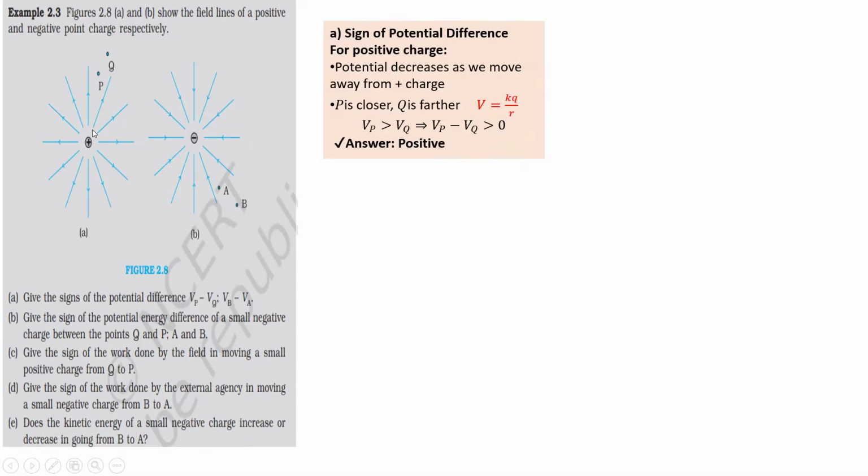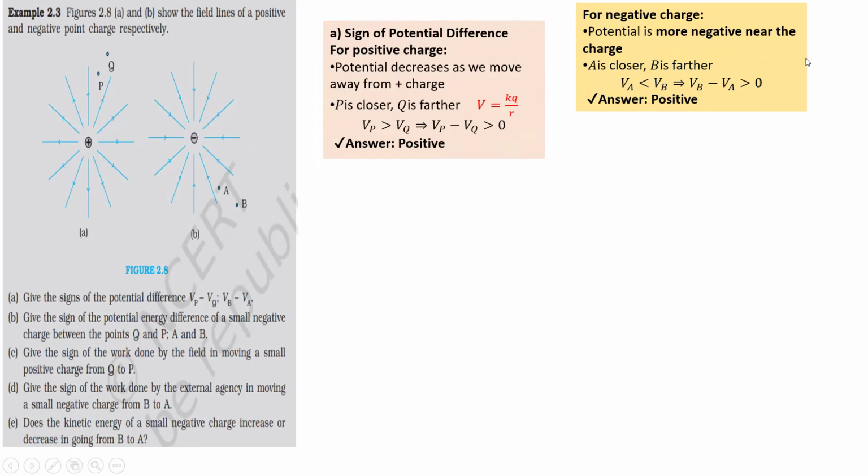Now, OP and OQ, which is more? Separation OQ is more. As separation increases, potential decreases. Therefore, potential at Q is less compared to potential at P. Vp is greater than Vq. This implies Vp minus Vq is greater than 0. That is, Vp minus Vq is positive. Okay. Now we'll go for the second figure.